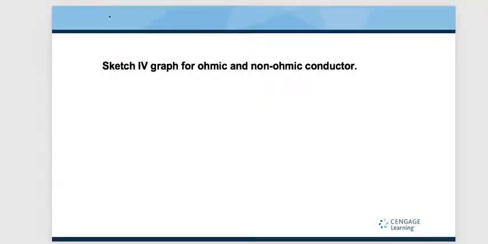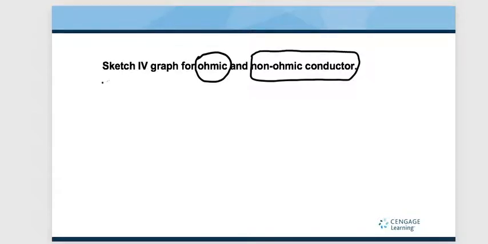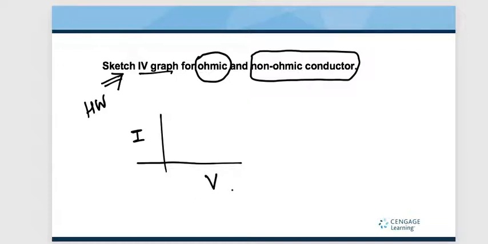The conductors which follow Ohm's law are called ohmic conductors. The conductors which do not follow Ohm's law are called non-ohmic conductors. So I want you to draw or sketch in your notebook the IV graph. What do I mean by IV graph? I on the y-axis and V on the x-axis, and sketch a graph for ohmic and non-ohmic conductors. It will give you a clear idea how the graphs differ and how the resistance is different for them.